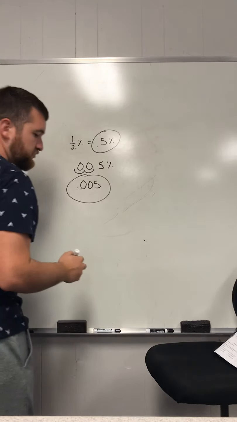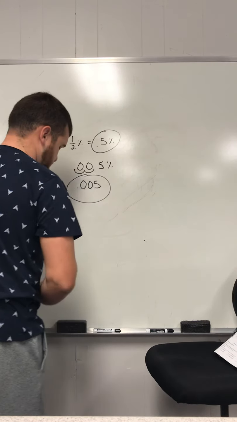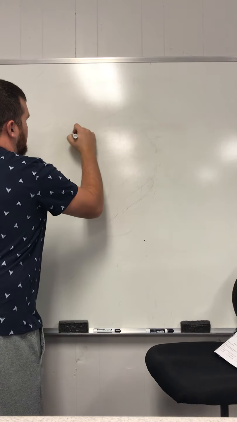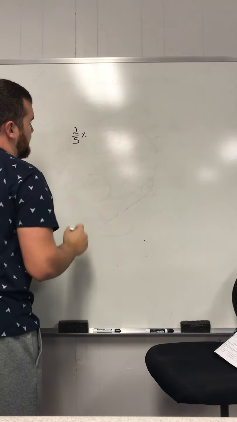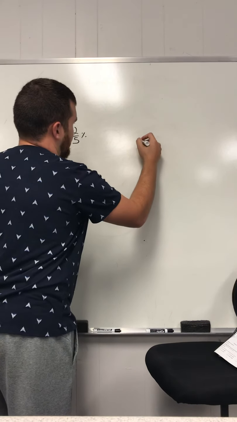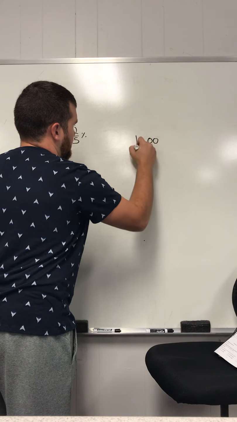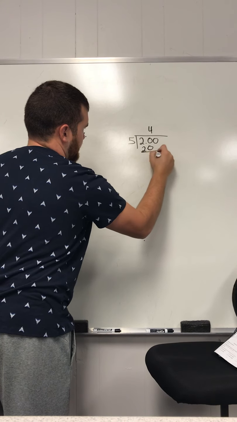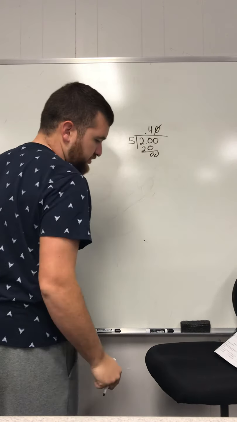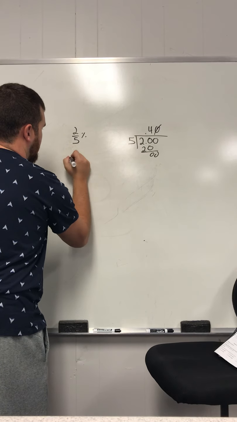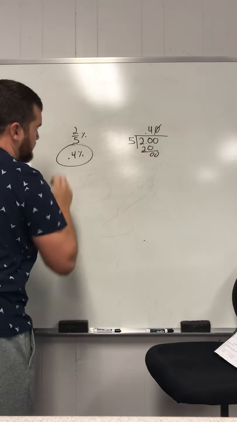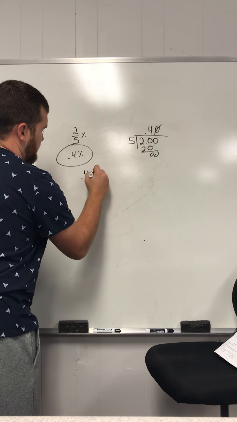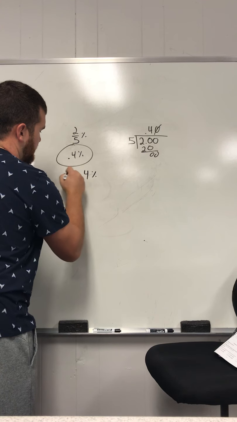I'll do one more. 1B on page 7 is 2/5%. Okay, I don't know that one right off the bat, so I'm going to divide the numerator by the denominator. 5 goes into 2 0, 0, 4 times. You don't need the 0. So your answer for that is 0.4%. Now we need to drop the percent sign, so we're going to move the decimal. We have 0.4%. 1, 2, 0, 0.